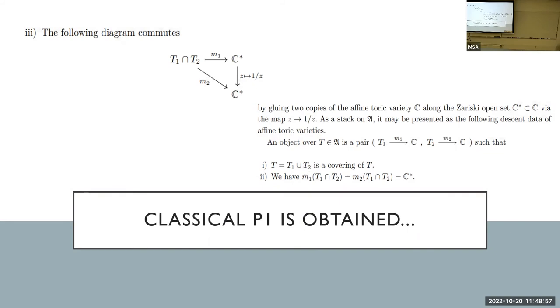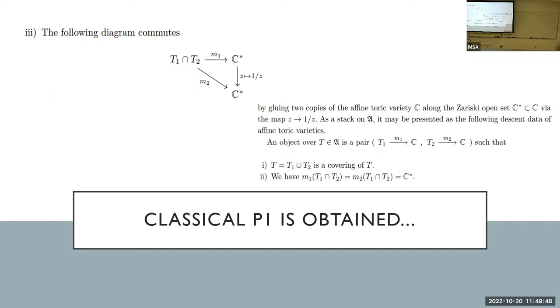And now, it's very obvious but beautiful that the exact information for the descent data in this language I created is the information of the fan. Perfectly natural. The information of the fan, but the fan lives in the language of this topos. And the information of the fan is exactly what gives you the descent data to get the stack over the site. So an object T is a pair such that T is a covering, and we have M1, M2, C star. And then, like this, I obtain exactly the same data to obtain this as a stack over T.